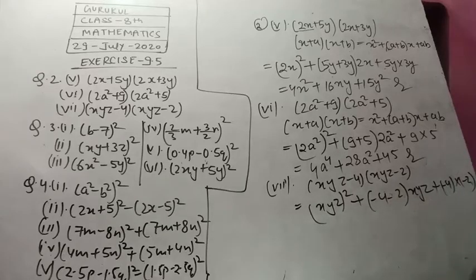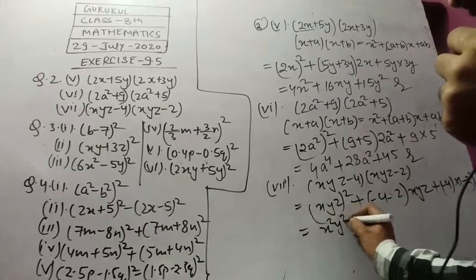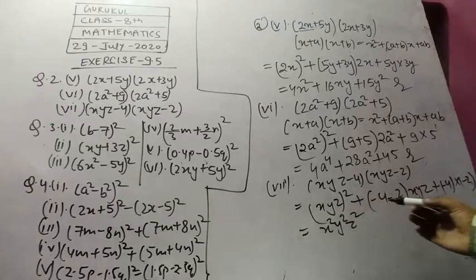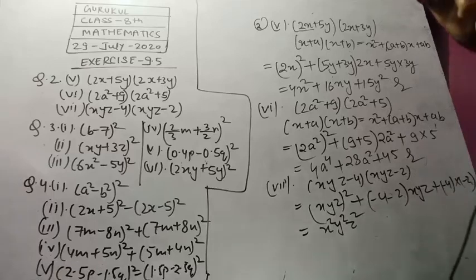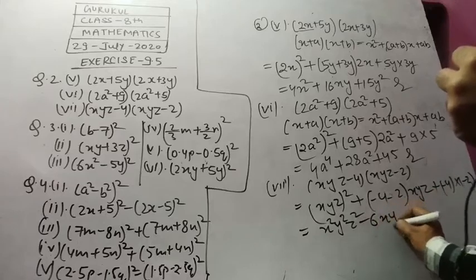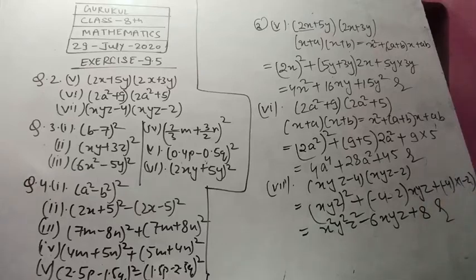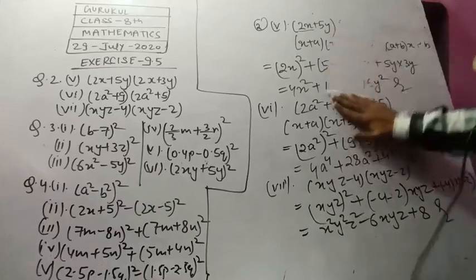Let us solve this. This will turn out to be (xyz)², which will be x²y²z². Minus 4 minus 2: minus minus plus, with the sign of minus, so this will be minus 6xyz. Minus 4 into minus 2 will be plus 8. 4 twos are 8. So this is going to be the answer. Now students, let us solve question number 3.